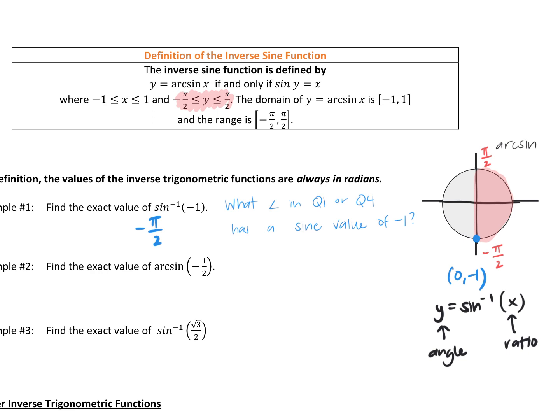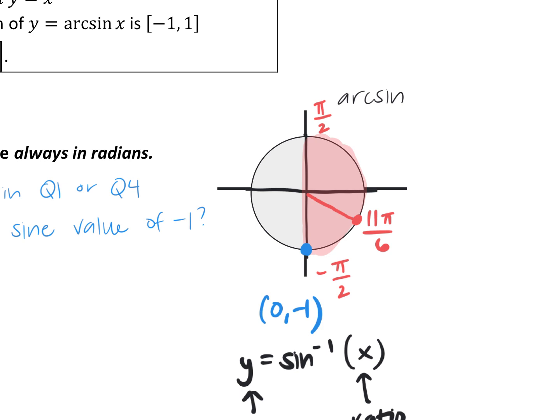Okay, let's look at this next one here. What is the exact value of arc sine of -1/2? So again, I'm looking at the first and fourth quadrant: what value is going to give me a -1/2 for sine? I heard 11 pi over 6, and I heard negative pi over 6. Which one is going to be in that range of negative pi over 2 and pi over 2? The negative pi over 6.